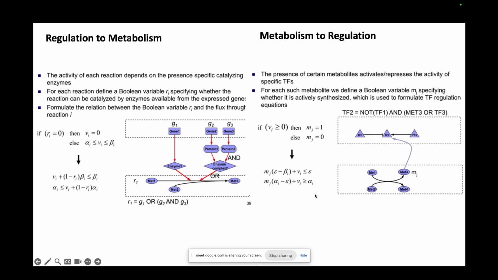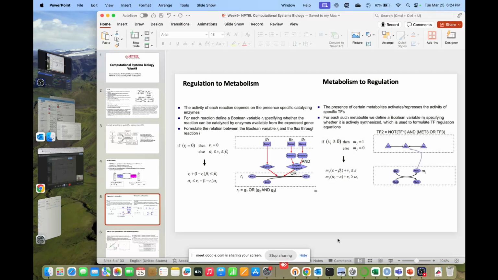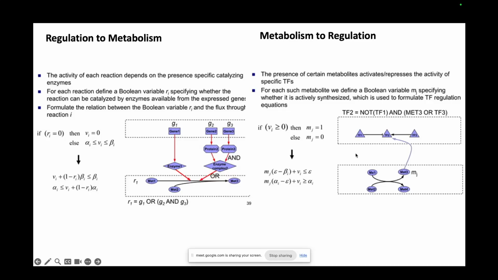Now, the activity of each reaction depends on the presence of specific catalyzing enzymes, right? For each reaction, you define a Boolean variable Ri, specifying whether the reaction can be catalyzed by enzymes available from the expressed genes, and then you formulate the relation between the Boolean variable Ri and the flux through the reaction i. So you can create the relation between Ri, the reaction catalyzed by enzymes available from the expressed genes, and the flux through the reaction. This is the whole module.